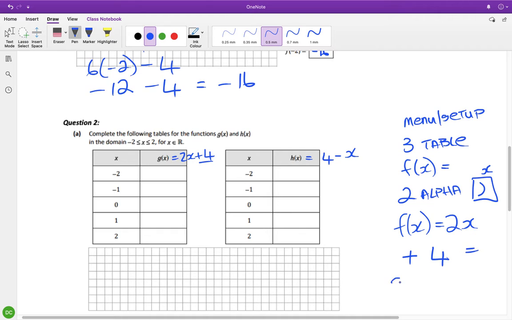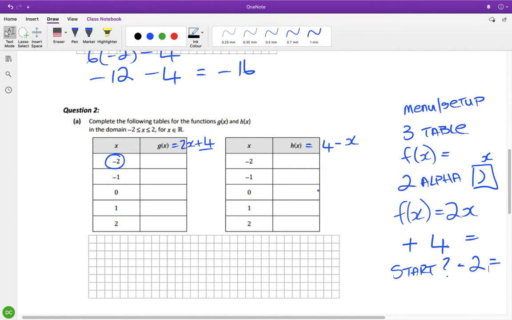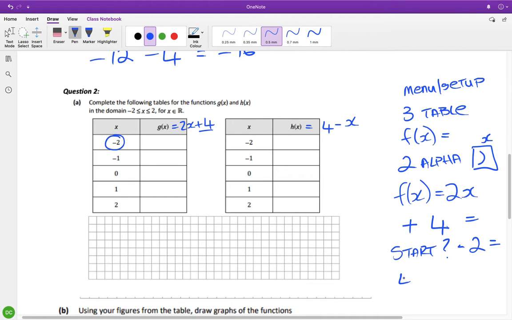Okay, then what you get is start with a question mark. And we want to start here at minus 2. So type in minus 2 and press equals. Next thing you get is end, and we want to end here at 2. So press 2 and equals. And then the last thing you get is step.